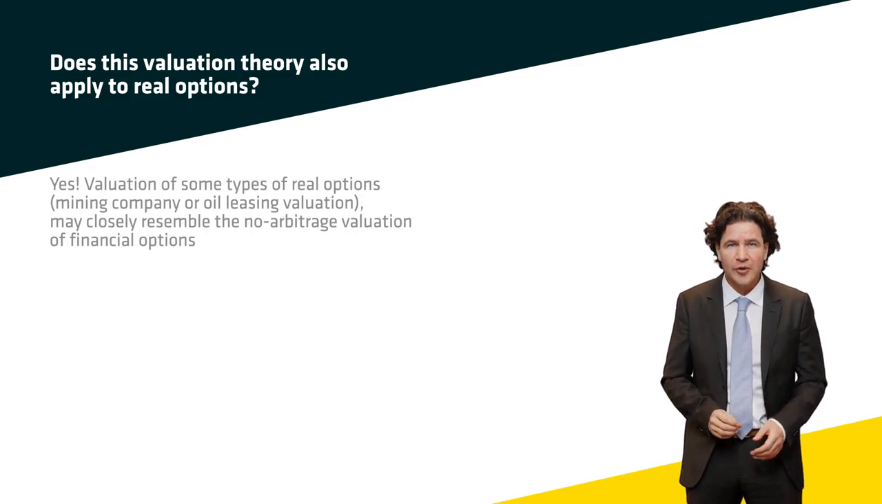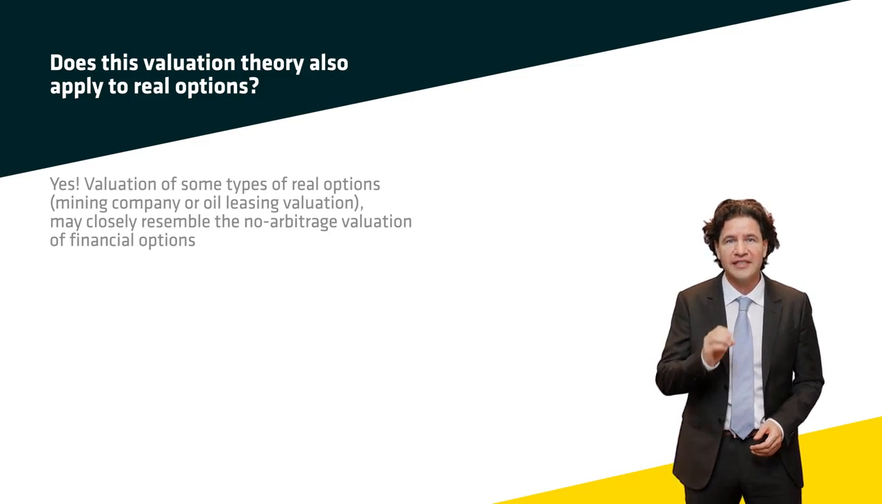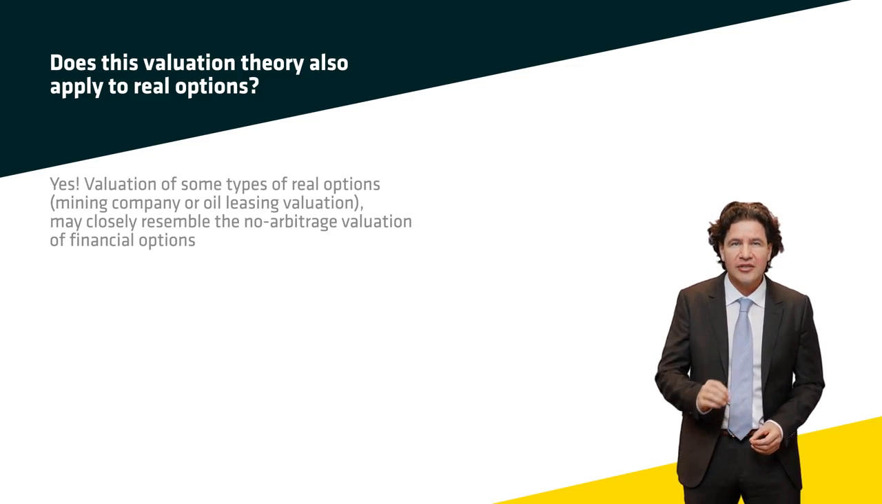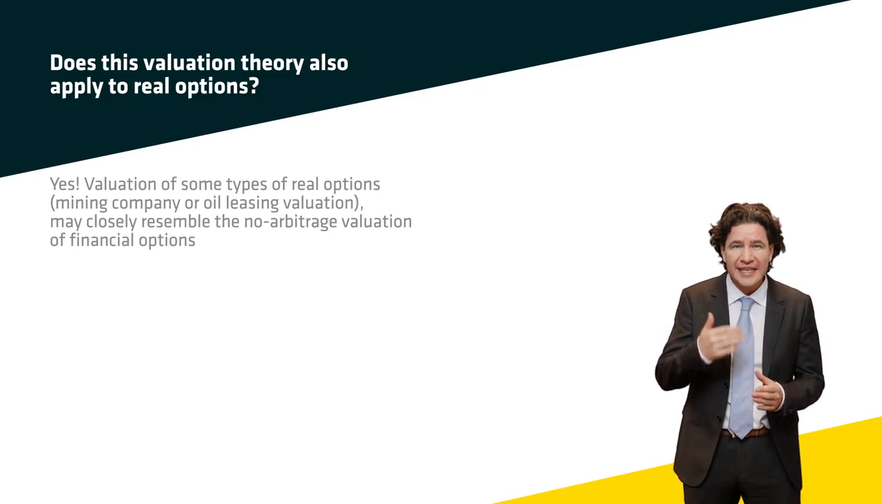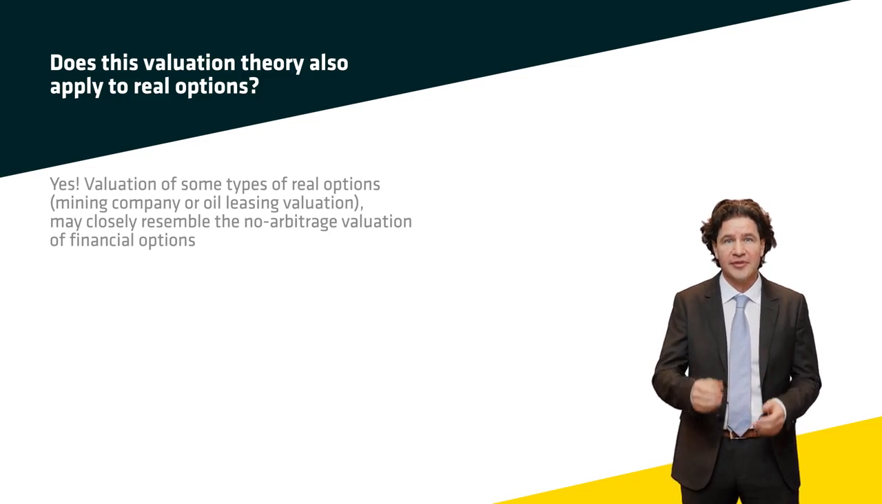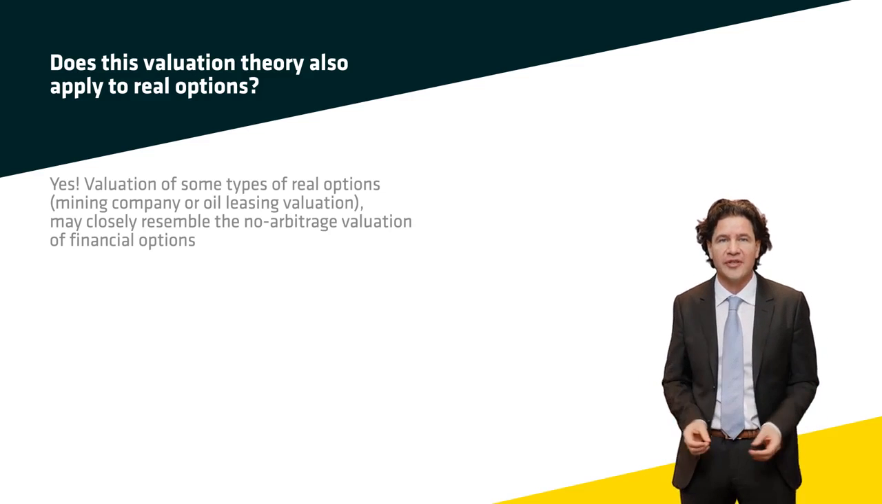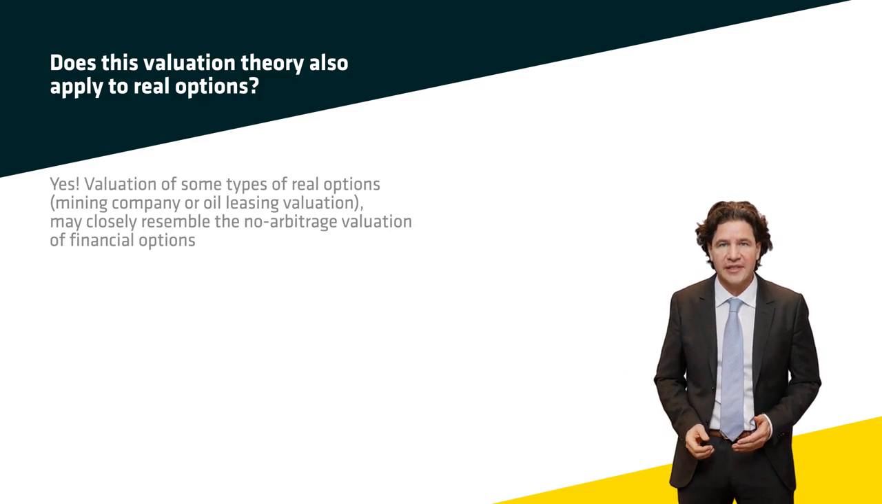Valuation of some types of real options, particularly those found in natural resources, may thus closely resemble the no-arbitrage valuation of financial options. The replication argument can be justified if a financial instrument is traded with the same risk characteristics as the project. This is the case, for example, if the underlying state variable is the price of a commodity, as in the valuation of a mining company or an oil lease valuation.